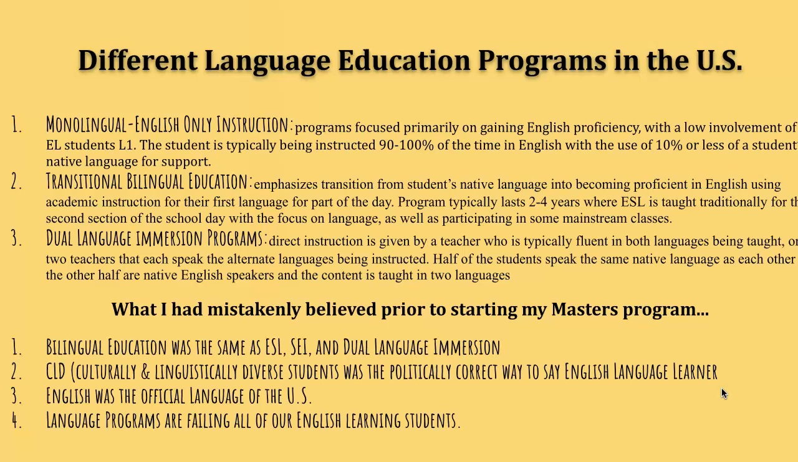Transitional bilingual education really emphasizes the transition from a student's native language to becoming proficient in English. And they use the academic instruction for the first language for part of the day. These programs typically last 2 to 4 years and sometimes longer. In the second section of the day, ESL is focused on language as well as participating in mainstream classes. But ultimately, transitional bilingual is really with the idea of a student's native language becoming fluent in English acquisition.